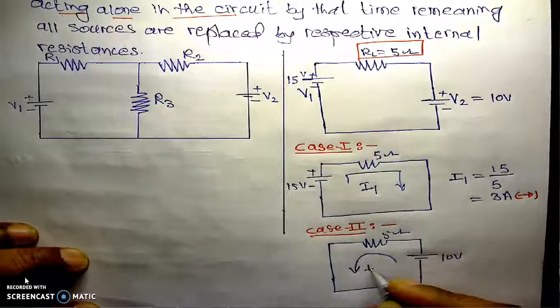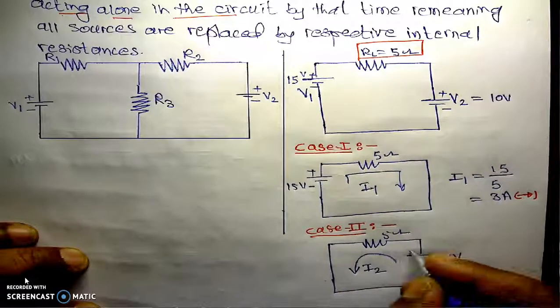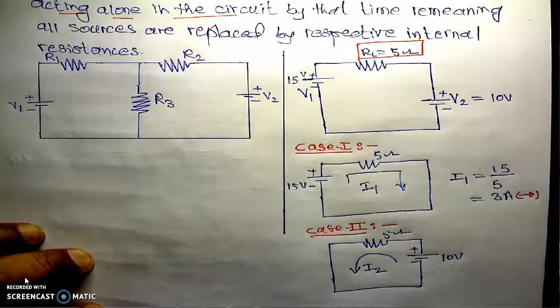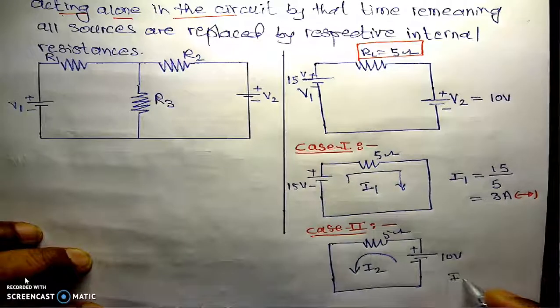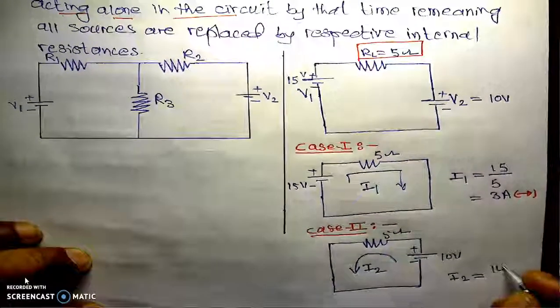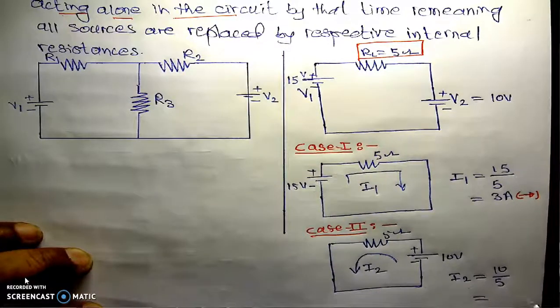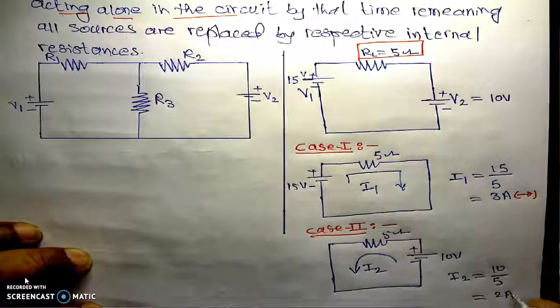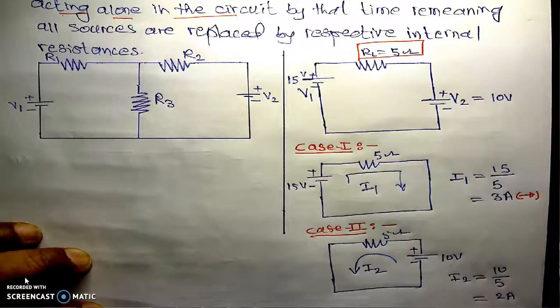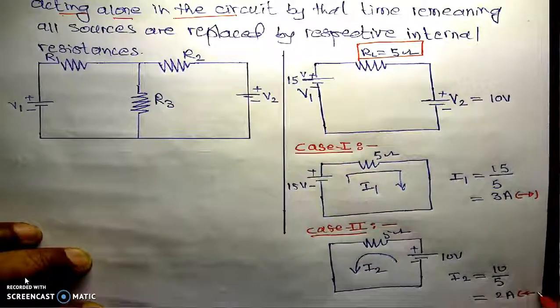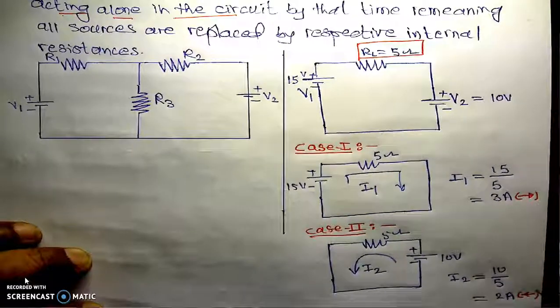Here this current I will name I2. This will be plus and this is minus. Here we can calculate the actual direction of the current because at a time we have a single source every time in the superposition theorem. Now the current I2 is equal to total voltage divided by total resistance, which is 5. Here it is 10 divided by 5, which is nothing but 2 amperes. Now look at the direction in the load resistance. The direction in the load resistance is backward. It is reverse to that of the original direction.